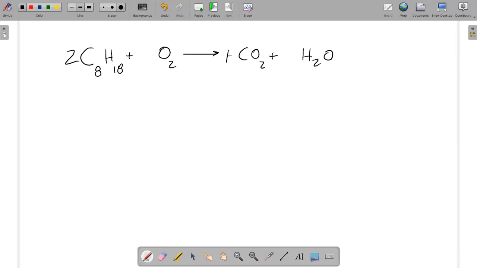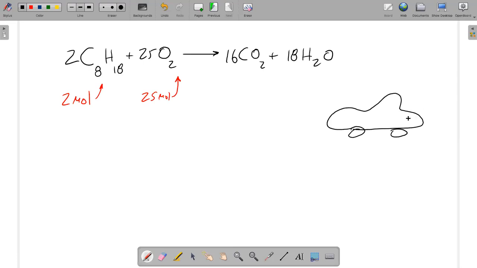I got 2 there, I gotta have 16 here, I gotta have 18 here, and 25. Here's what the chemical equation tells you: for every one reaction, you need 2 moles of C8H18, and then you need 25 moles of oxygen. So here's what's really cool. When you drive down the road in a car with a gasoline engine, you have to buy these 2 moles of octane. But these 25 moles of oxygen, they're free.